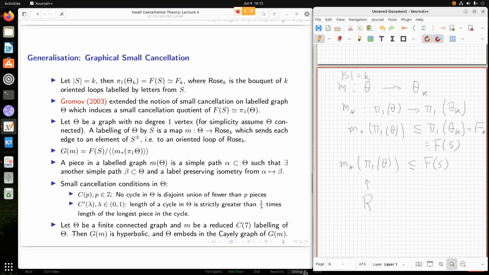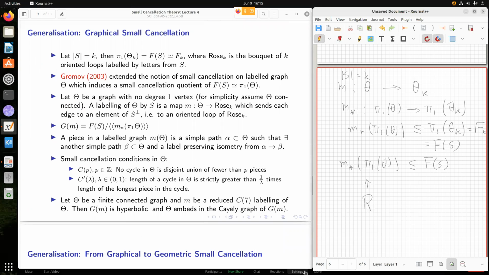So that means there exists, like in the classical small cancellation definition, when did we call U a piece? When U was a subword of R, and we had another relator R prime having the same word U as a prefix. So when U was a prefix of a given relator R, it is a piece if it is also a prefix of another relator R prime. Similarly, here a simple path in theta is a piece if there is another simple path beta which has the same length and the same label. Fine. So that is a piece.